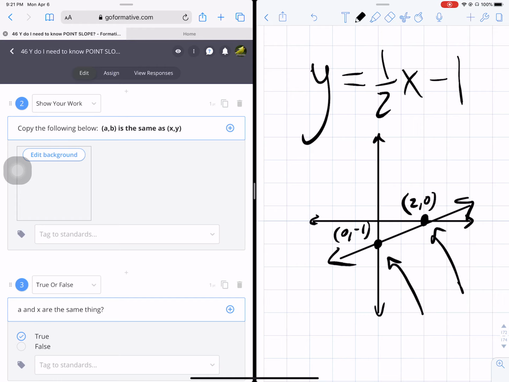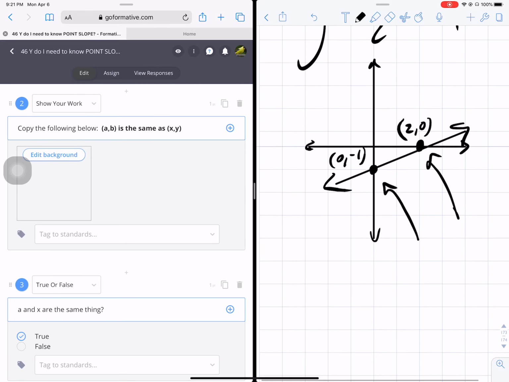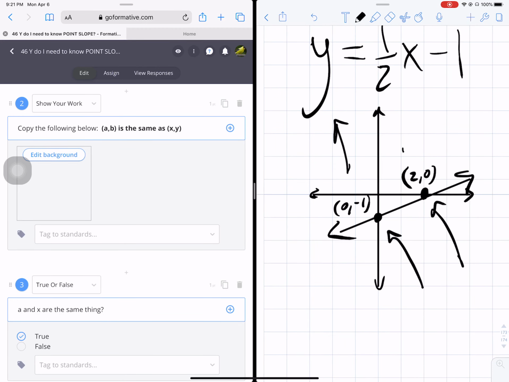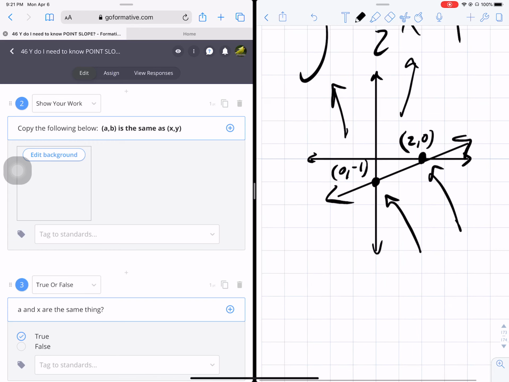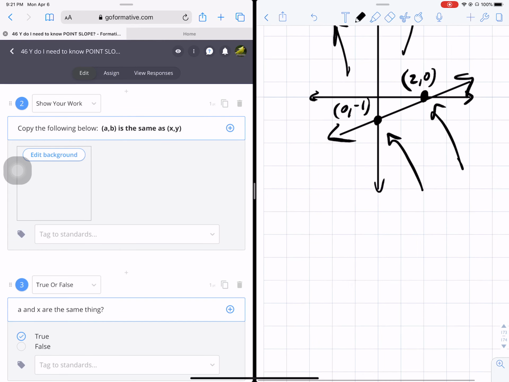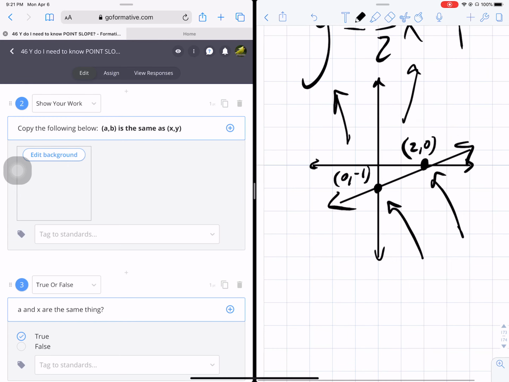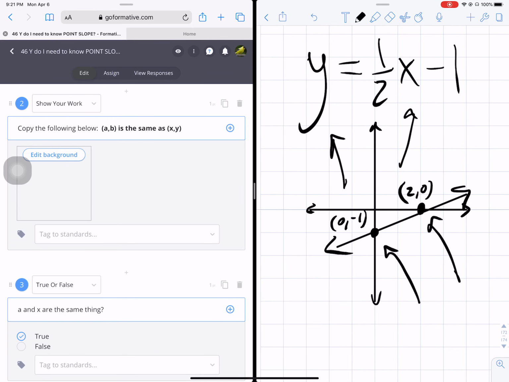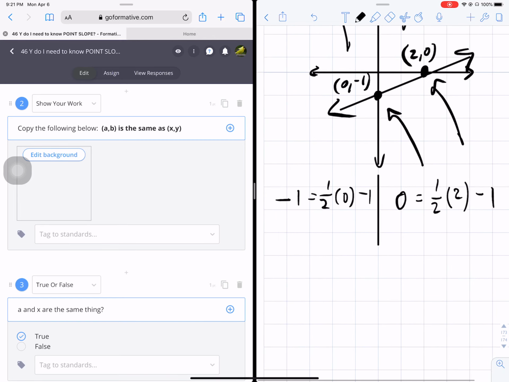Both those coordinates are on that line. So when I plug those coordinates into the equation for y and x, both sides should equal each other and it should work out. So let's test both of those first to make sure that we didn't do it wrong. I'll just do them side by side so we can see both of those. So -1 equals 1/2 times 0 minus 1, and then we have 0 equals 1/2 times 2 minus 1. And then we solve both those.